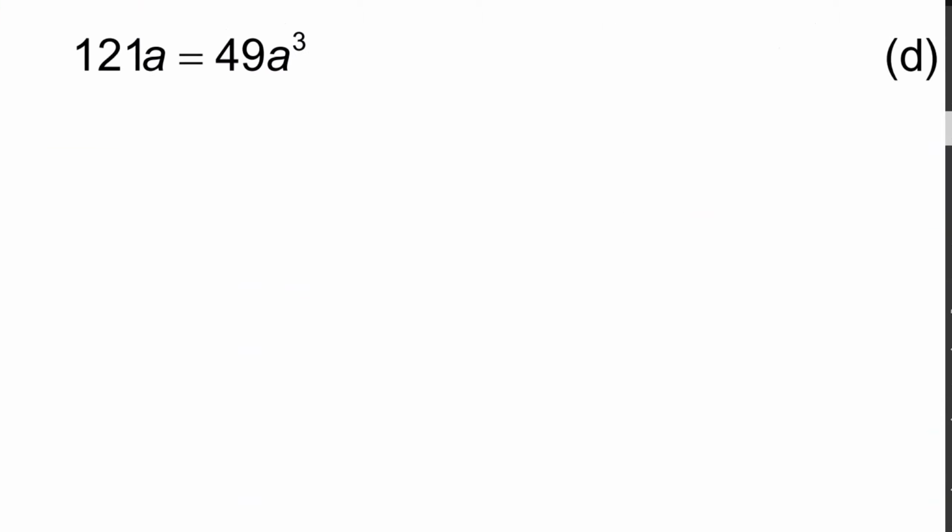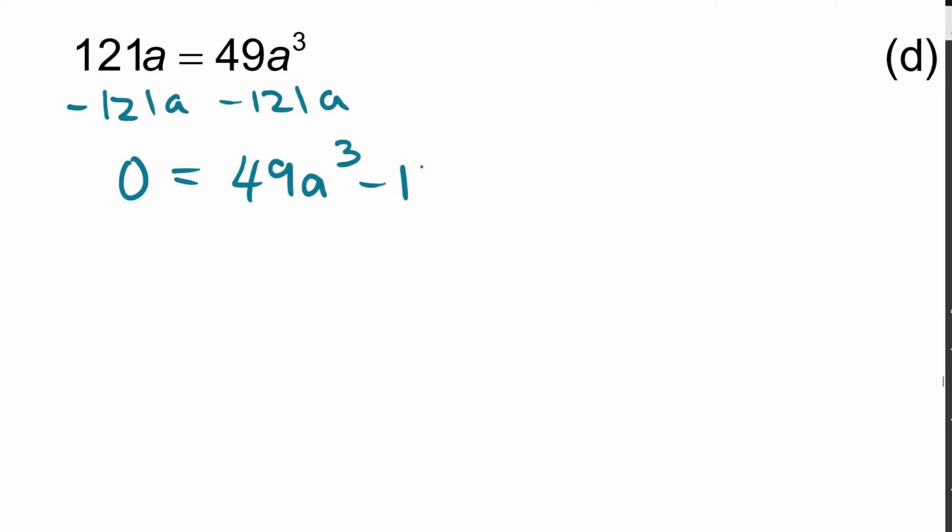So we have to solve. So first, get everything on the same side. I'm moving everything to the same side because we're trying to solve. Have it set equal to 0. Zero equals 49a cubed minus 121a. Okay, have it set equal to 0.